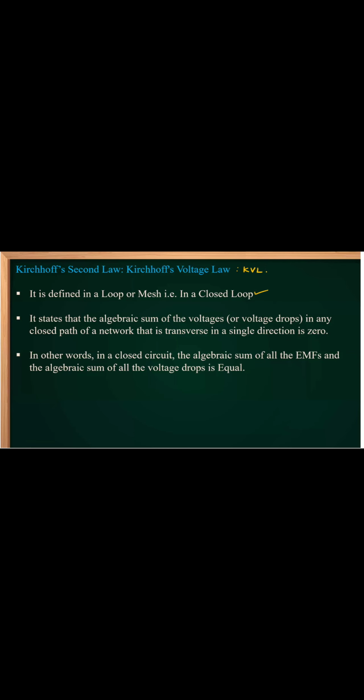It states that the algebraic sum of the voltages or voltage drops in any closed path of a network that is traversed in a single direction is 0. That is, in a closed loop, the sum of the voltages is equal to 0. In other words, in a closed circuit, the algebraic sum of all the EMFs equals the algebraic sum of all the voltage drops.